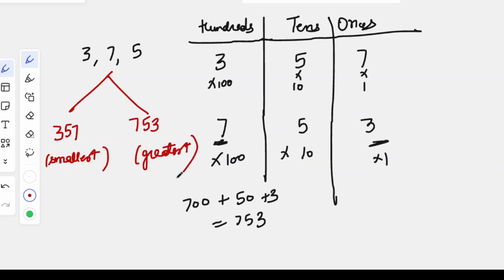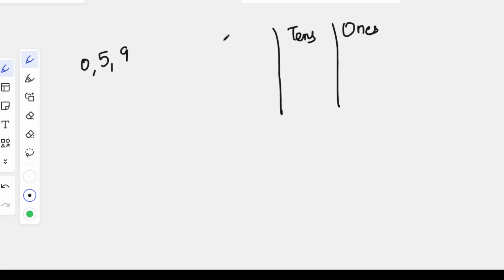All right. Let's take one more set of digits to make a three digit number. The digits we have are 5, 0, and 9. So try this one. Pause the video and try to make the smallest three digit number first.